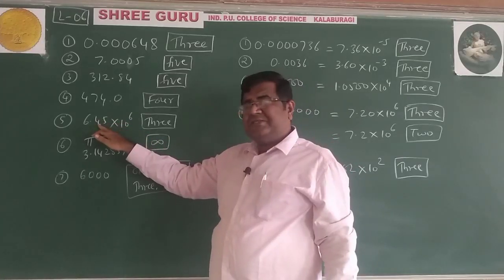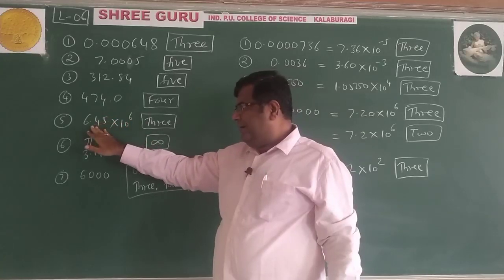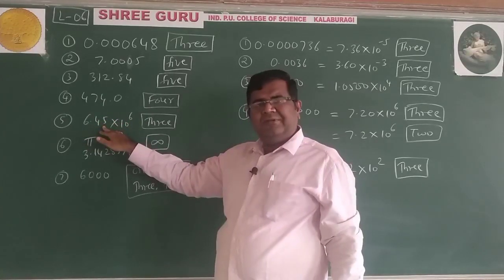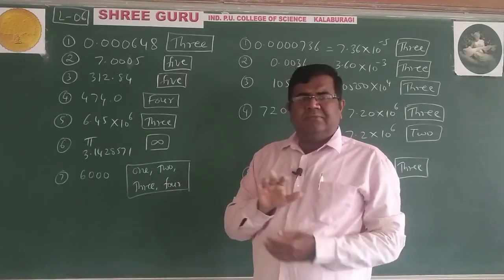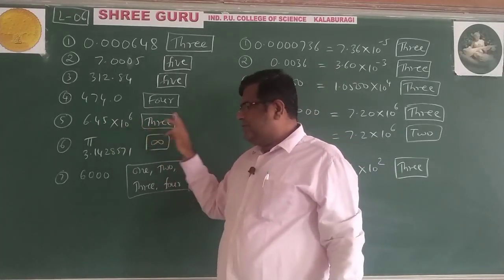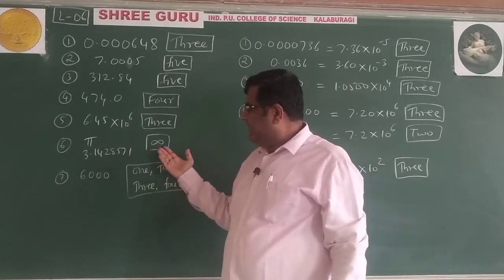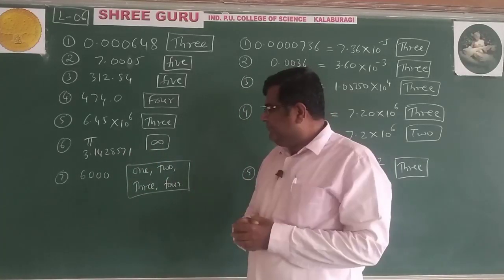If a number is expressed as capital N into 10 raised to n, only that capital N, this part, is responsible for the significant figures. So we have 1, 2, 3 non-zero digits which are significant. This is an exact number, so it has an infinite number of significant figures.